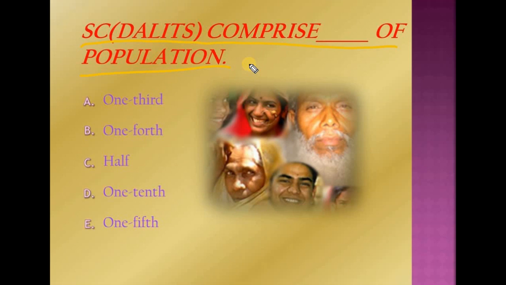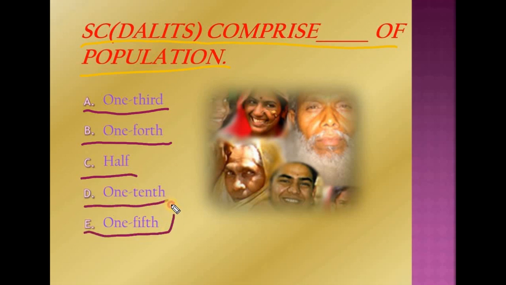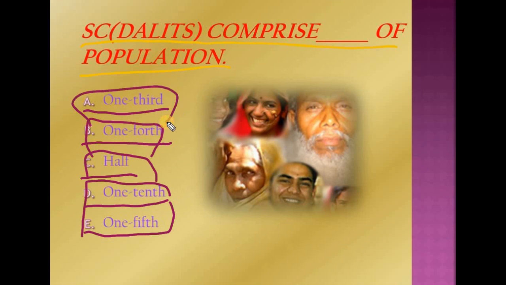Let's read the options first. So option A is 1/3, option B 1/4, option C half, option D 1/10, option E 1/5. So this is present directly in the chapter. I would also like to explain a bit how to do this type of problem if you forget it. So let's read from the last and let's solve it.